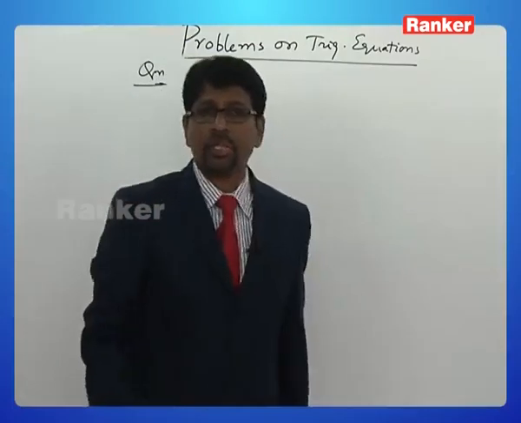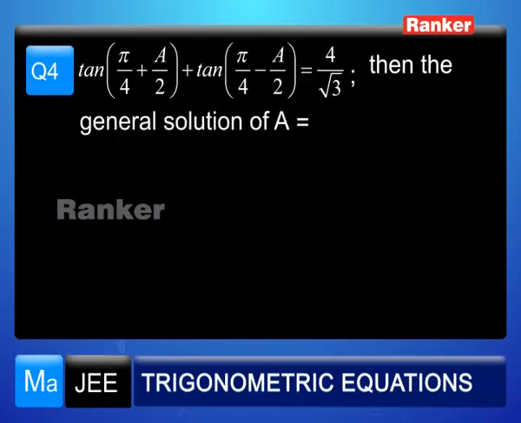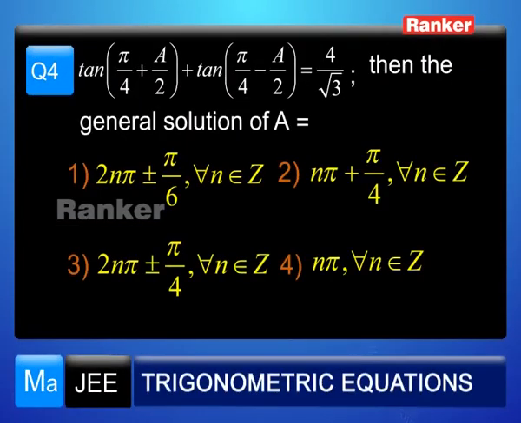Let's move to the next question, question number 4. Tan of pi by 4 plus a by 2 plus tan of pi by 4 minus a by 2 is equal to 4 by root 3. Then the general solution of a is equal to: first option, 2n pi plus or minus pi by 6 for all n integers. Second option, n pi plus pi by 4 for all n integers. Third option, 2n pi plus or minus pi by 4 for all n integers. Fourth option, n pi, n any integer.